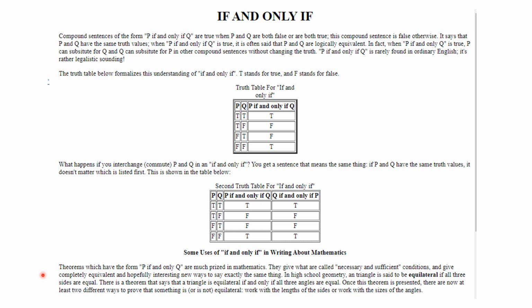For example, we can talk about a triangle being equilateral if all three sides are equal, but there is a theorem that says a triangle is equilateral if and only if all three angles are equal. Once this theorem is presented, there are at least two different ways to prove that something is or is not equilateral, working with lengths of the sides or with the angles.